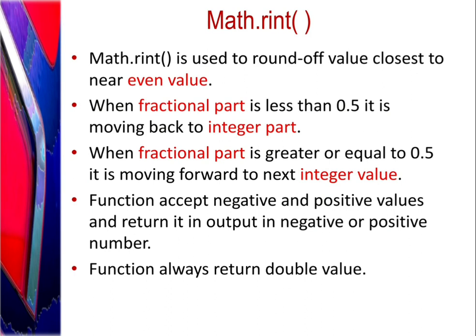And it always returns you a double value. Round returns you an integer value. The basic difference between both of them: round returns you an integer and rint returns you a double. Rint always tries to come closer to even values. When you are providing even, then it tries to answer in even only, and otherwise it follows like round is doing, and it accepts negative and positive both, and it provides you an answer in both the values.